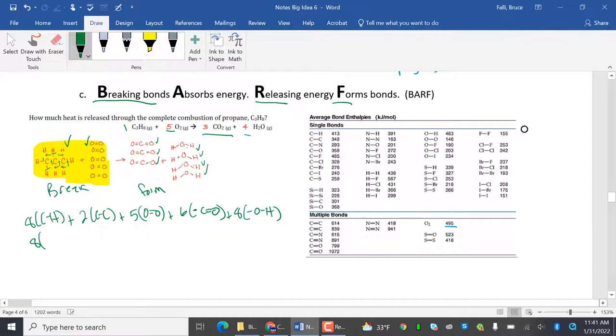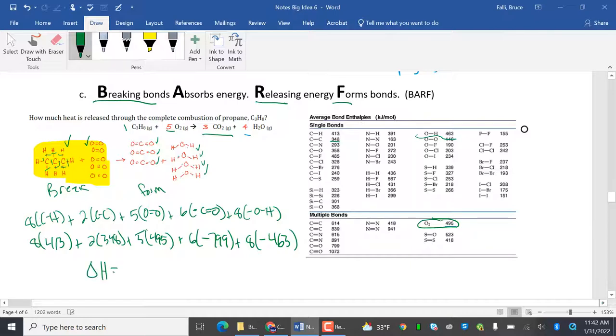So then let's plug in some numbers for this. C to H is 413, plus 2 times carbon to carbon is 348, plus 5 times O double O. Here's O2, so that'll work. 495, plus 6 times negative C double O. C double O is 799, plus 8 times negative O to H, 463. And that's it. So we should expect a negative answer when I put that in my calculator.